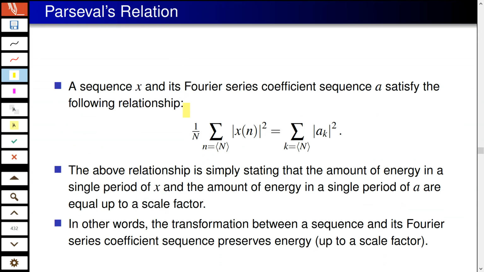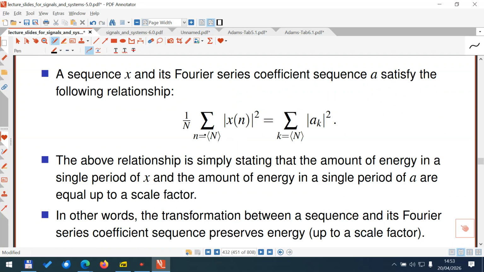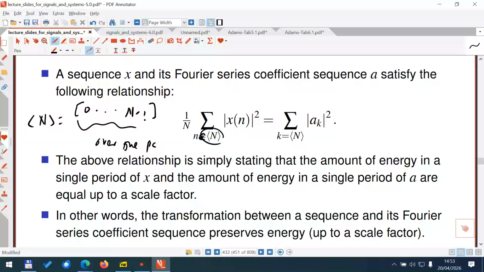And then you have these Parseval's relationships. I would highly recommend that you don't use this equal sign, because it is misleading. You should use "belongs to", because you can think of this as a set: the set of values over one period, so 0 to n minus 1, or any other period.